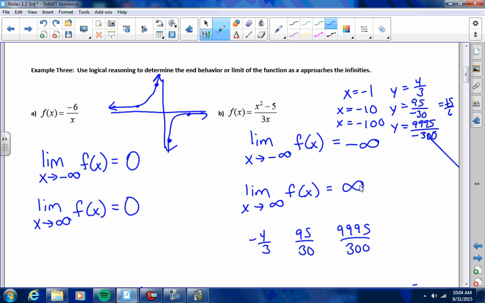Okay, so what we have to be careful of here, if I had just x squared minus 5, that would be true. But I have a rational function. I have x squared minus 5 divided by 3x. So when I divide by that 3x, it changes everything. Okay, you're welcome. Other questions?